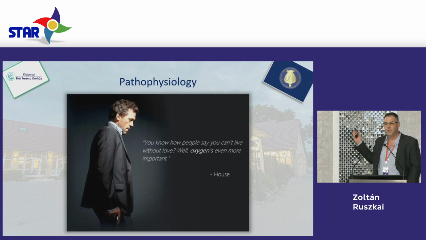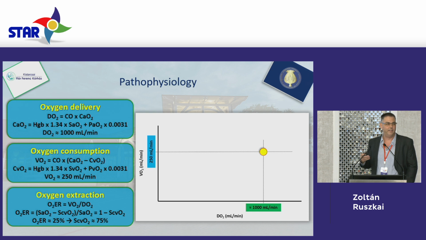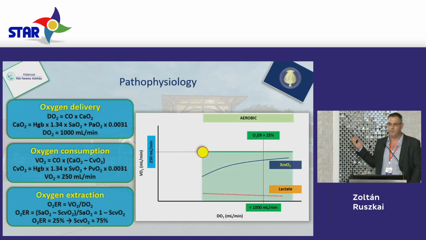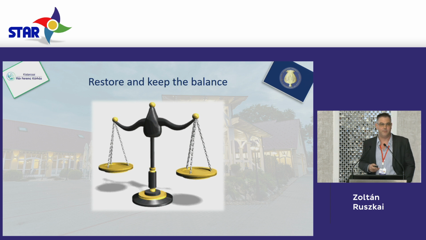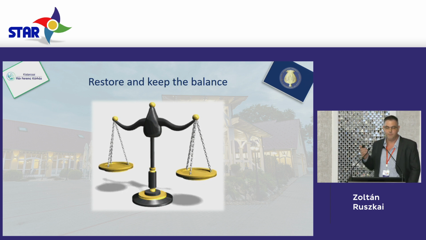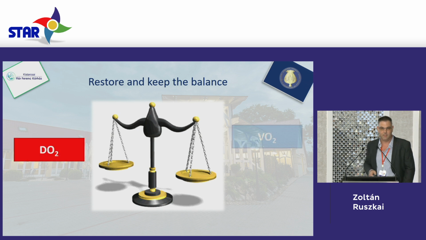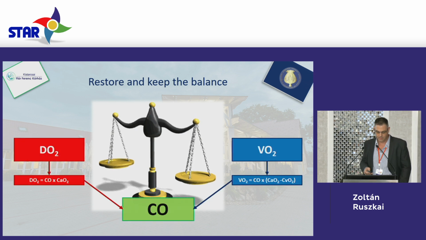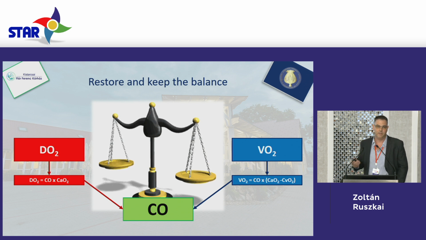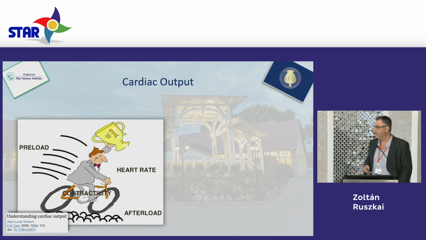I used to start my lectures with these pictures, and now take a deep breath, let oxygen in until the animation is over, and we go further to the next slide, because we know the main target of our cardiorespiratory system is to keep the balance between oxygen delivery and oxygen consumption. And our system focuses on cardiac output as the main target parameter to restore and preserve.